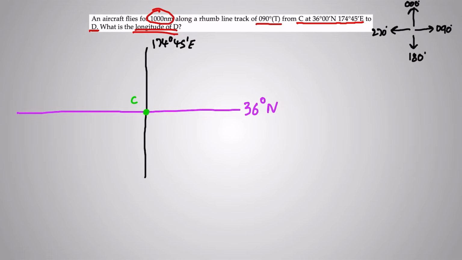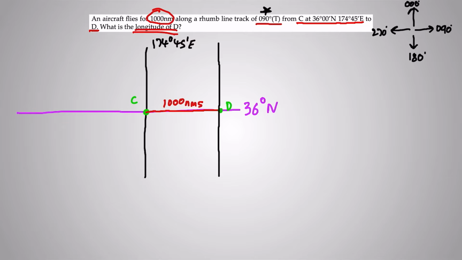In the question, it says that my aircraft has flown a track of 090. So my aircraft took off from C, travelled 1000 nautical miles along this track of 090 degrees, and it reached a point D. So this is point D, and what we are supposed to find is this longitude, which is passing through D. Okay, so I hope you understood this question.